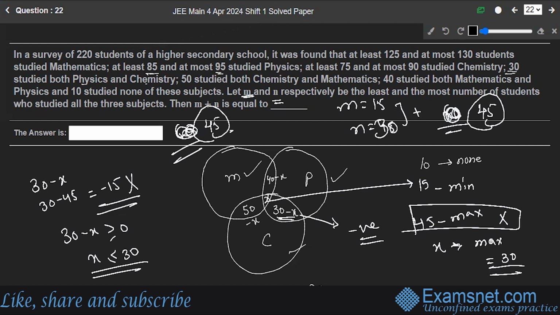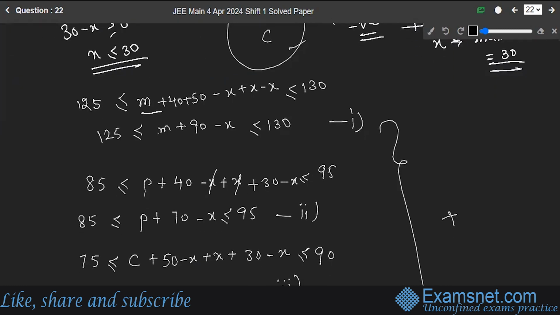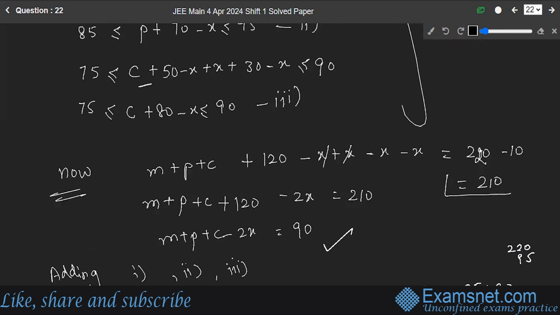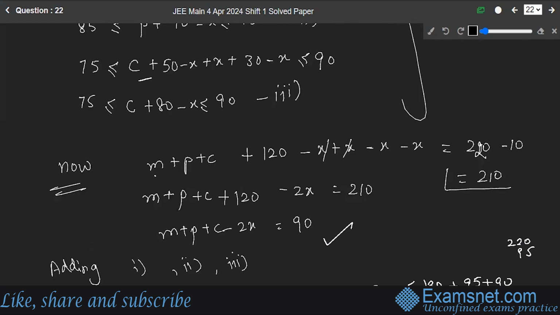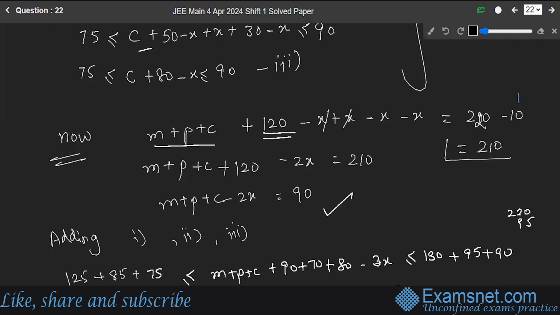So students, I'm repeating the whole question. These were the number of students who have opted for mathematics, physics and chemistry. This was the range of the students, right? Also, the total number of students, this whole system of students, is equal to 220 minus 10 because 10 students opted for nothing. So this is equal to 210. MPC minus 2x is equal to 90.